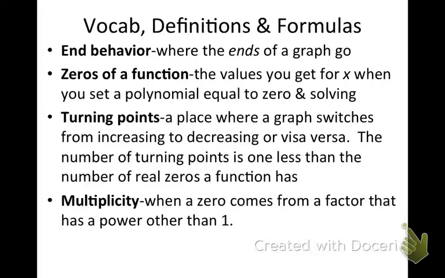Because we're talking about graphing in this section, we're going to talk about the turning points of functions. This is a place where a graph switches from increasing to decreasing, or vice versa, meaning decreasing to increasing. The graph turns. The number of turning points is one less than the number of real zeros that a function has. And then finally, the last concept we'll talk about is multiplicity. This is when a zero comes from a factor that has a power other than 1.